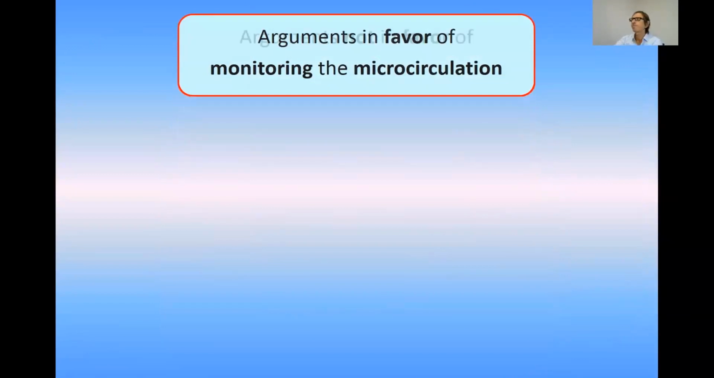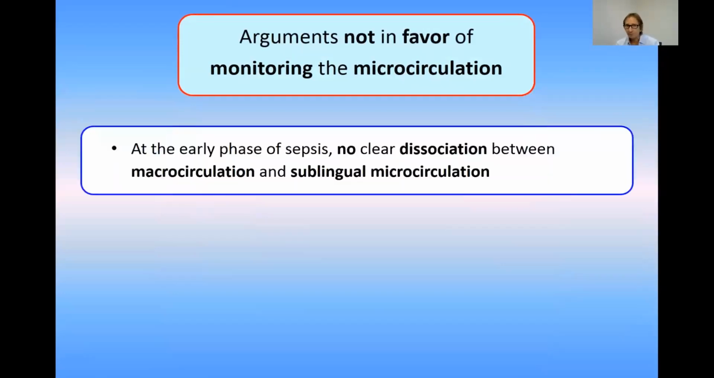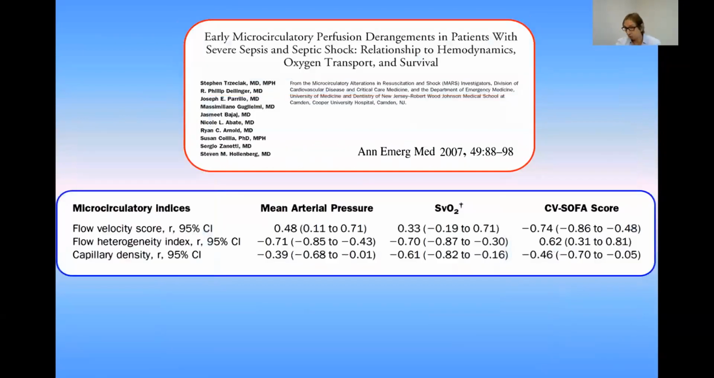What could be the arguments not in favor of monitoring the microcirculation? First, at the early phase of sepsis, there is no clear dissociation between macrocirculation and sublingual microcirculation. And this is well illustrated again by the study I already talked about. This is a study performed in the 6 hours after admission of the patient at the emergency department.